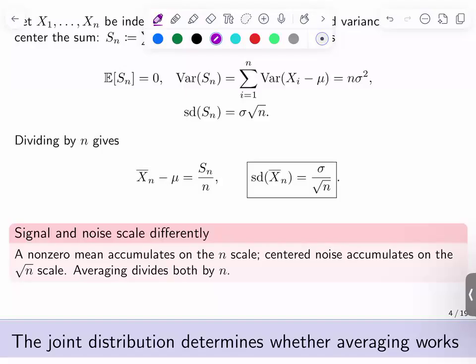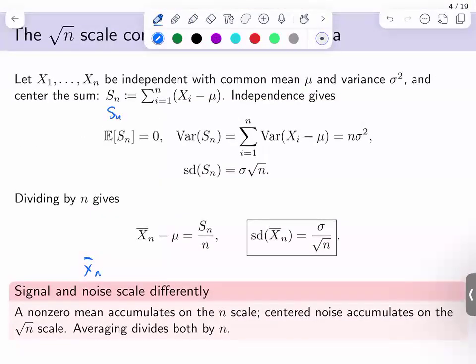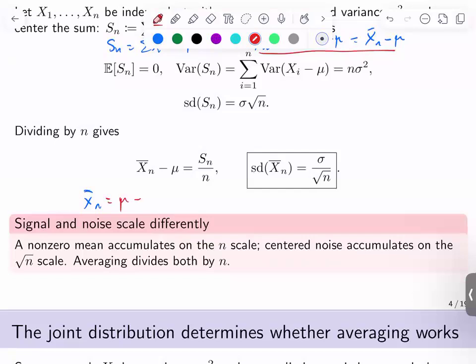So the main point is really this. Imagine the mu here is the signal part. Another way of doing it, let me write it like this: x bar n. You can easily show that if you do a sum, Sn would be the summation of xi minus n mu, right? And then if you divide by n, you get Sn divided by n is 1 over n times the sum of xi minus mu. So it's really x bar n minus mu. This is just rearranging that identity. So x bar n is mu plus Sn over n. This is the signal part, and this is the noise part.